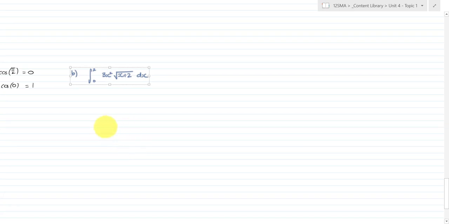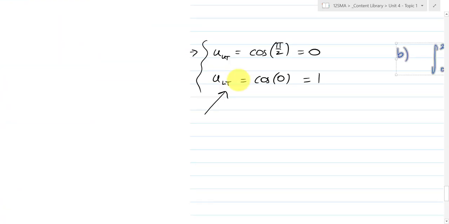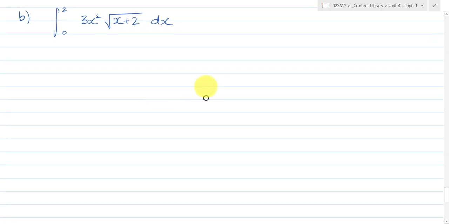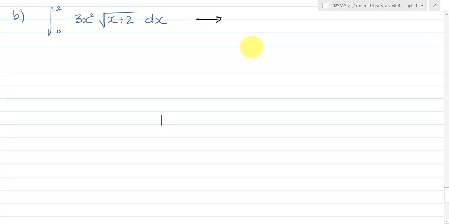And in example B, oh, it disappeared. Okay, there we go. In example B, we've got the integral between 2 and 0 of 3x squared square root of x plus 2. So I might do this the other way, and this is a linear substitution, because our square root is a complex function, but it's hard to do when we've got an x plus 2 in there.